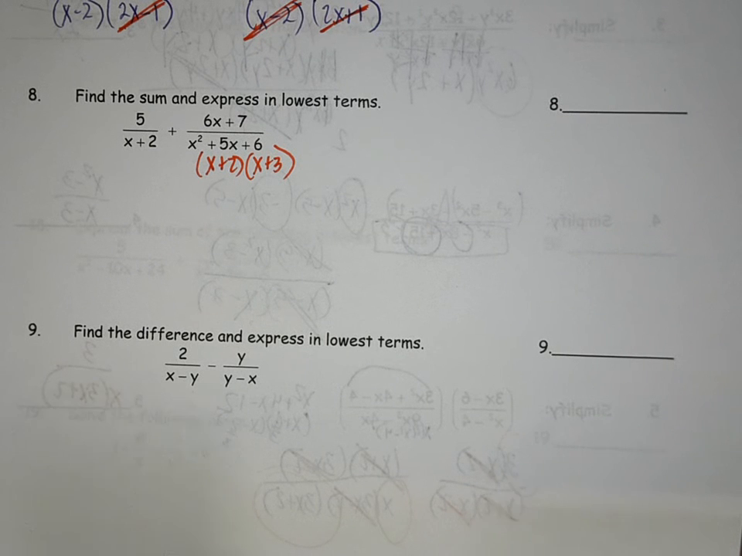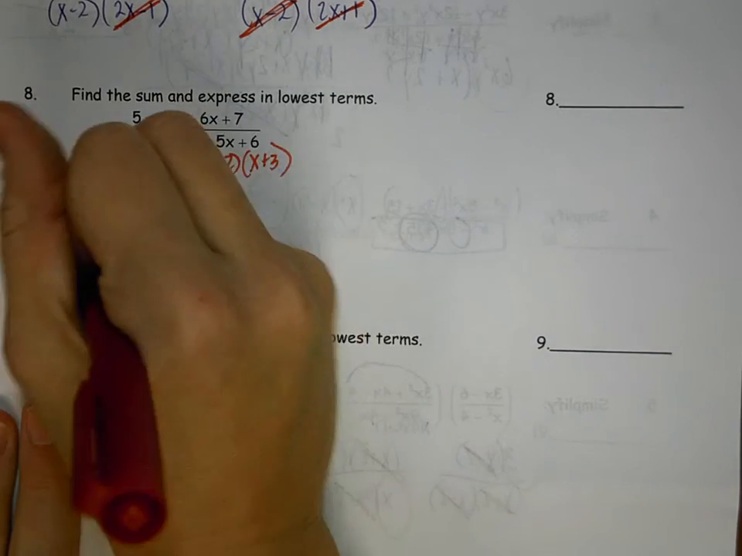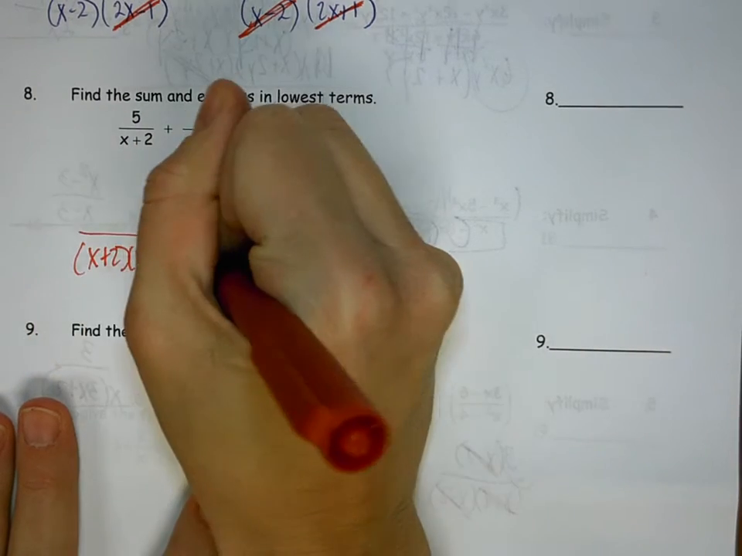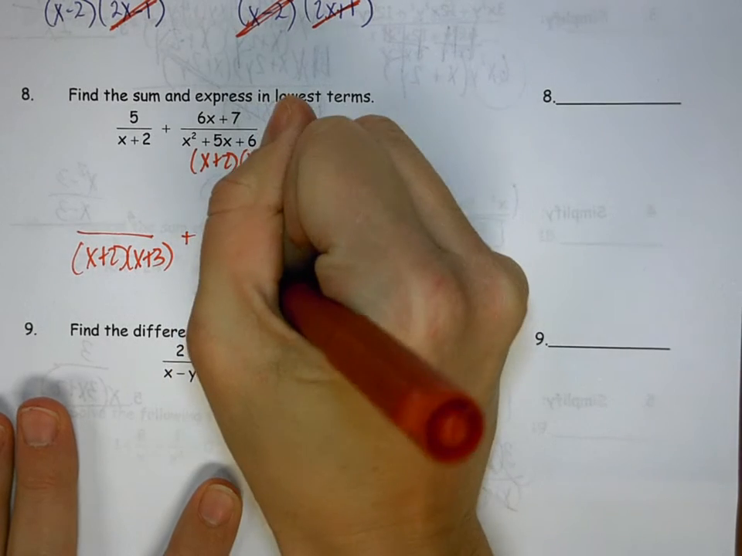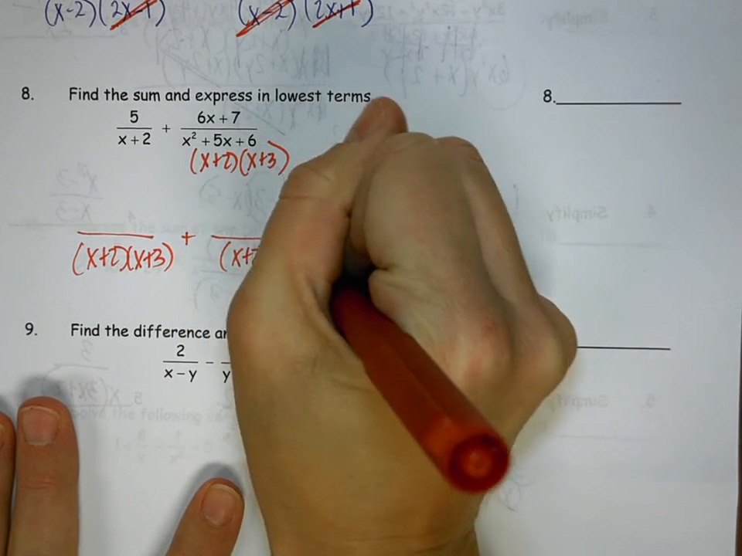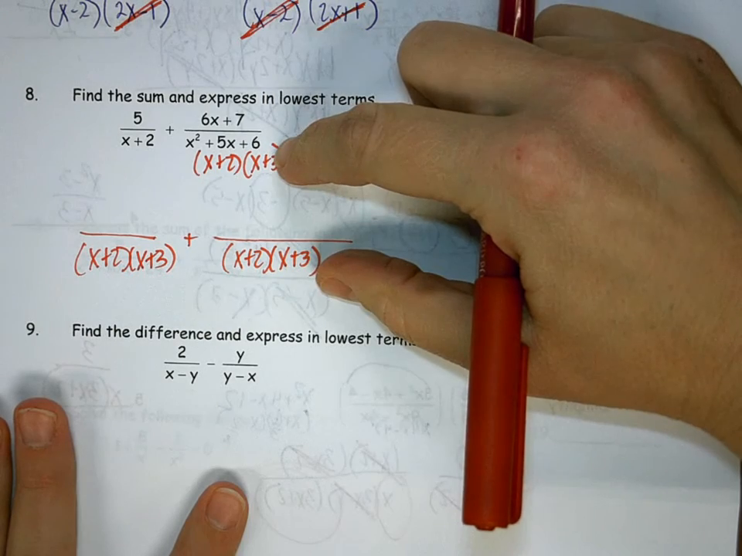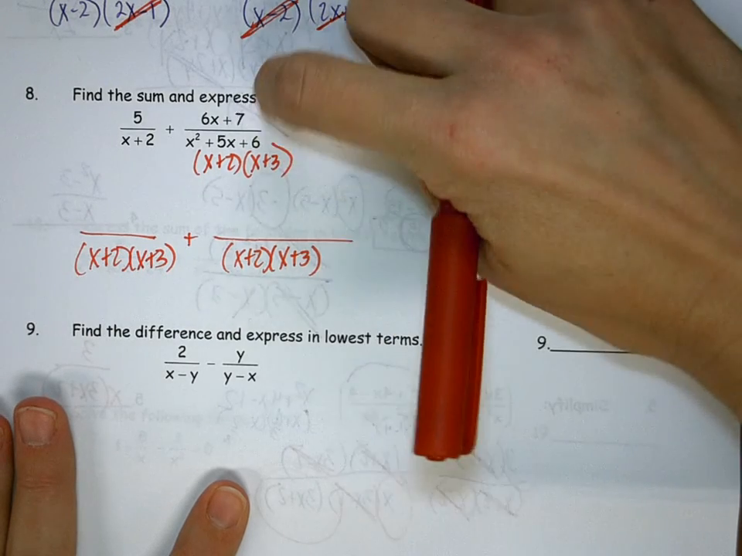Okay, so what would be my common denominator then? X plus 2. Don't you have to multiply by x plus 3? X plus 2, x plus 3 on both of them. Okay, so I rewrite my fractions. Now this one, I did not change anything, so the top stays the same.